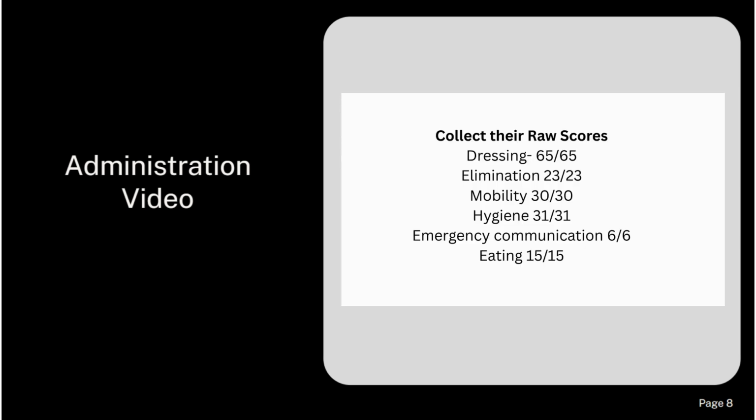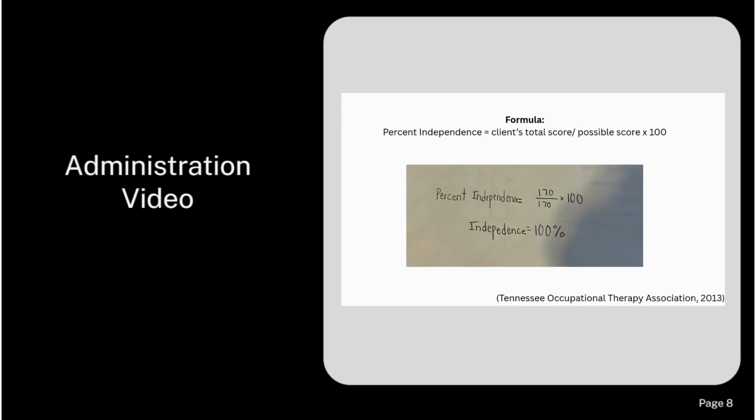After the client finishes assessment, you want to collect the raw scores. For example, she got 65 out of 65 in dressing because there was 65 behaviors and she was able to complete them all.